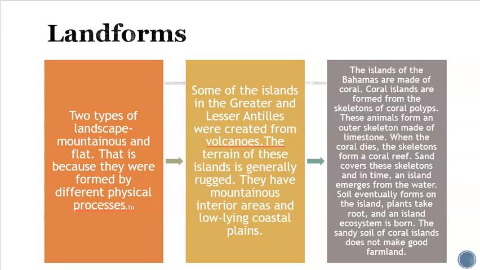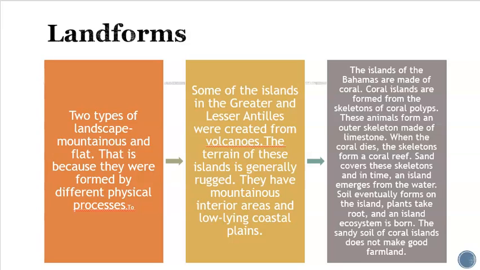The Bahamas are made of coral. They are coral islands that were formed from the skeletons of coral polyps. Coral, if you've ever seen it in an aquarium or in real life, is living, breathing matter, and then when it dies, it creates a limestone skeleton.